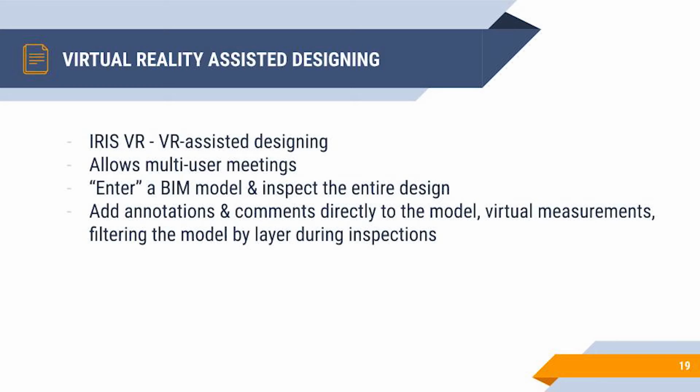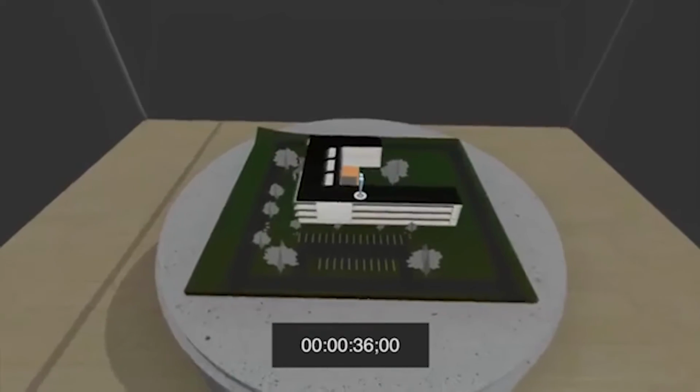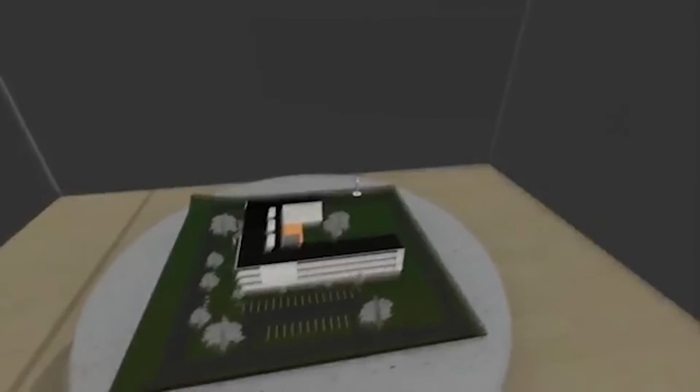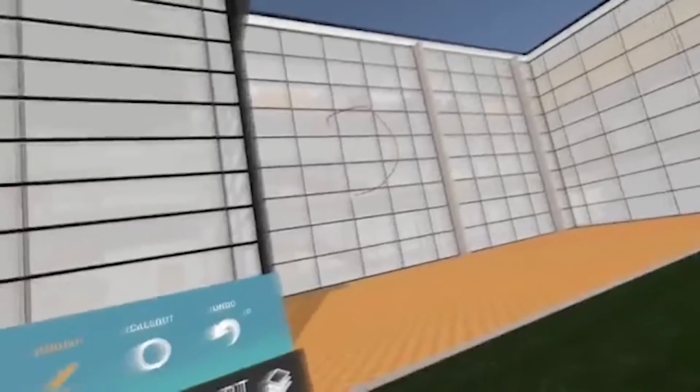Together with cloud-based sharing technology, Iris allows multi-user meetings, where different stakeholders' representatives could enter a BIM model and inspect the entire design. Iris allows the user to add annotations and comments directly to the model, virtual measurements, filtering the model by layer during inspections, etc.